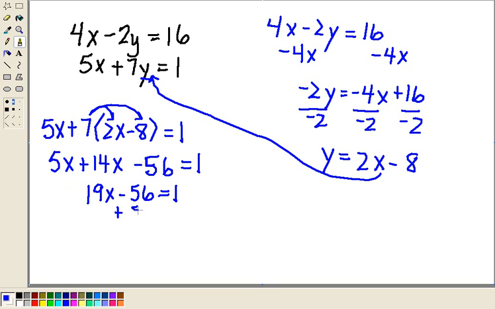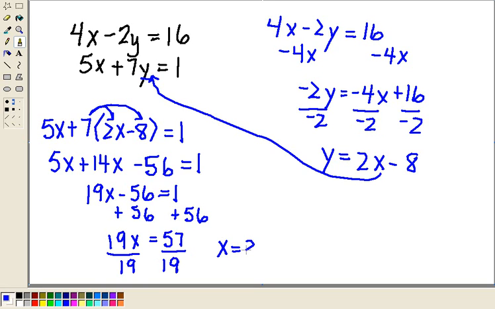Add 56 to each side. I get 19x equals 57. Divide each side by 19. I get that x equals 3.